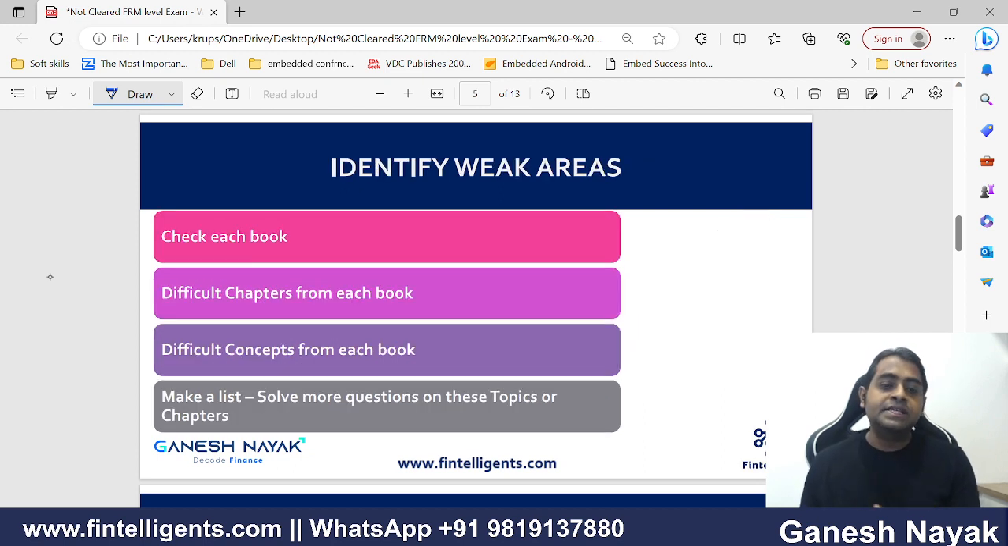The next bucket that I find is weakness. This bucket, this concept, is connected to your scorecard itself.